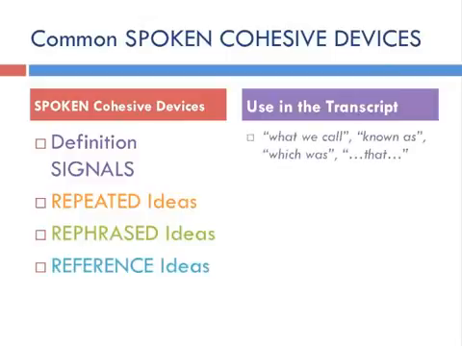Now, again, on the right side, we have a similar color coding system to illustrate things we see already in the transcript and things we're probably going to see as we continue. So words such as what we call, or something is known as, or even these particular relative pronouns, which was, or that, can help to define and clarify the idea a little bit more.